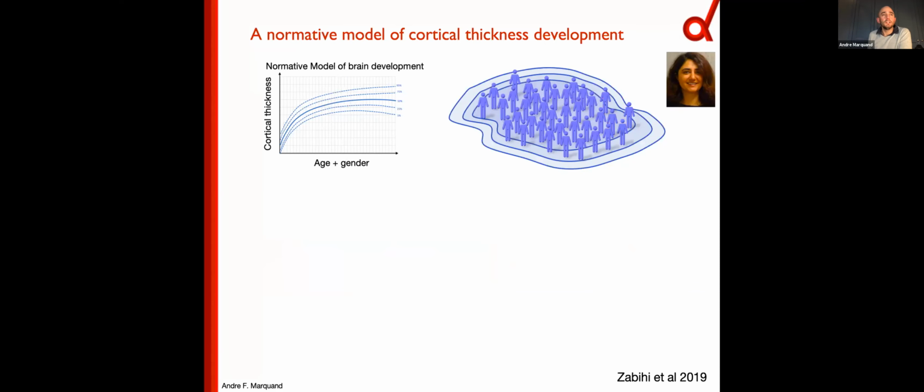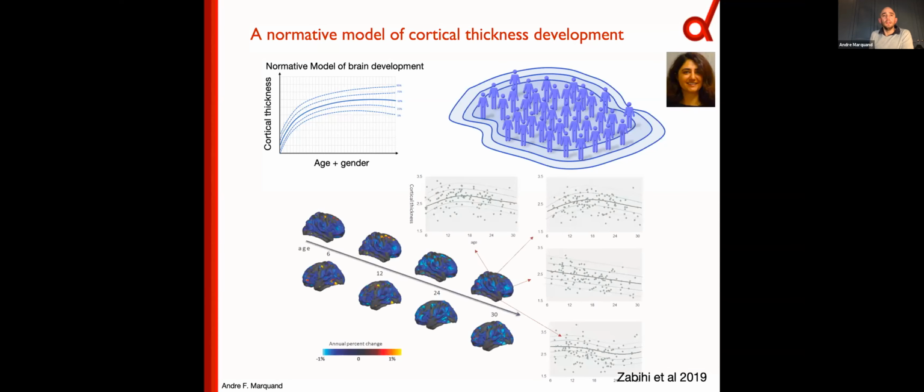So what Mariam did is she estimated a neurodevelopmental normative model that quantifies variation across each cortical location as a function of age and gender, plus some other nuisance covariates, if you like. She estimated this model, which quite nicely recapitulates the brain development literature. Roughly speaking, the cortex thins as we mature in a relatively monotonic fashion.